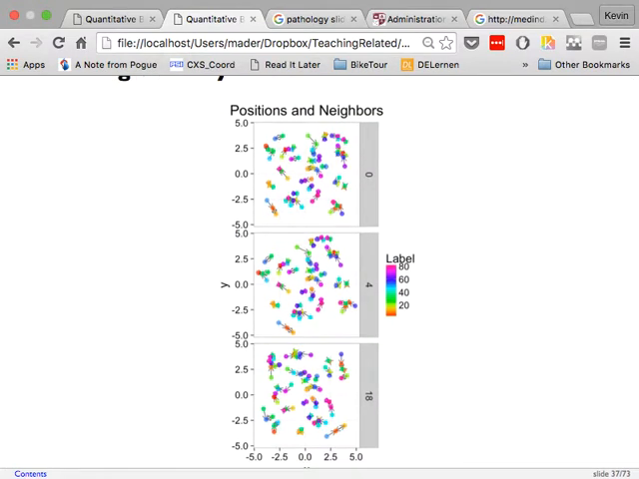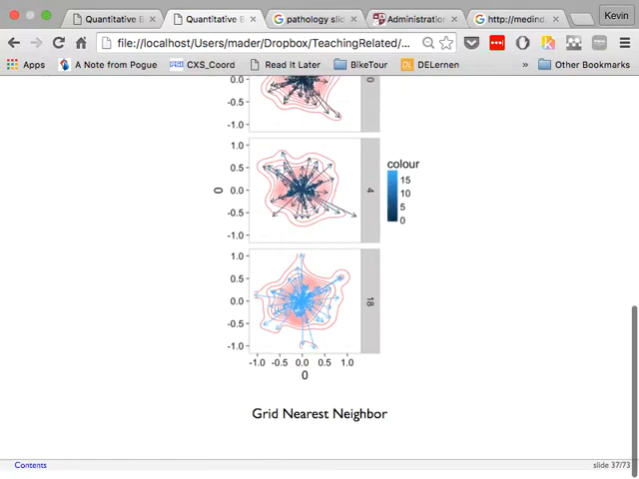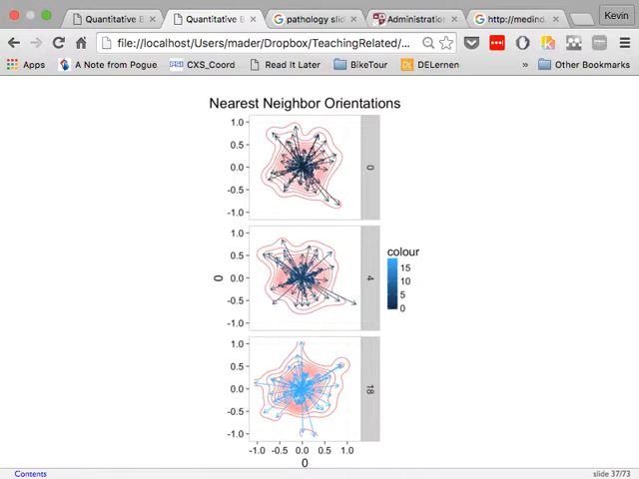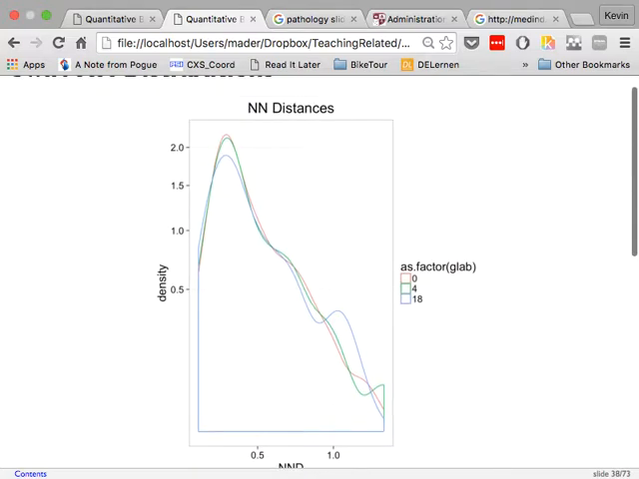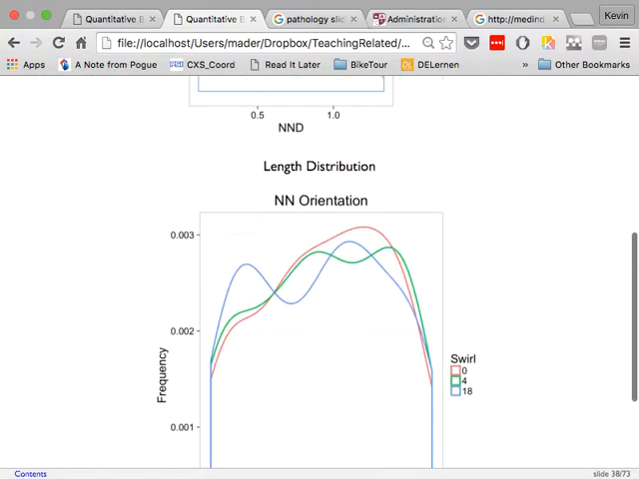Then finally, the swirl system, that you have 0, 4, and 18. And you see here that the angles shift a bit. The distance doesn't look very much different, but this nearest neighbor distance has another small peak here that we see at 18, but would be difficult to quantify. And the orientation, we see different peaks here, but how you'd actually measure that would be rather challenging.